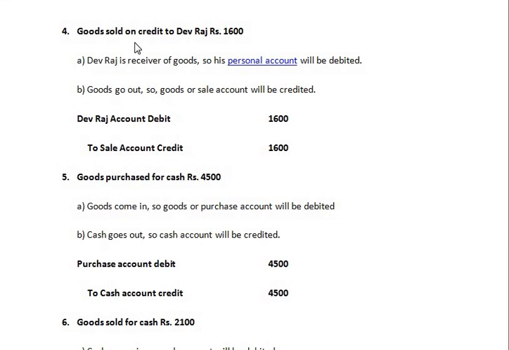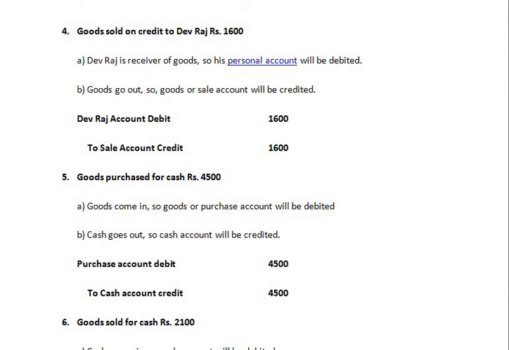The next one is goods sold on credit to Devraj 1,600. Devraj account debit. He is a receiver of goods. That's why it's a debit, to sales account. Sales account is credited. Goods going out. Here goods purchased for cash rupees 4,500. Purchase account debit. Goods is coming here. Cash is going out. Okay.